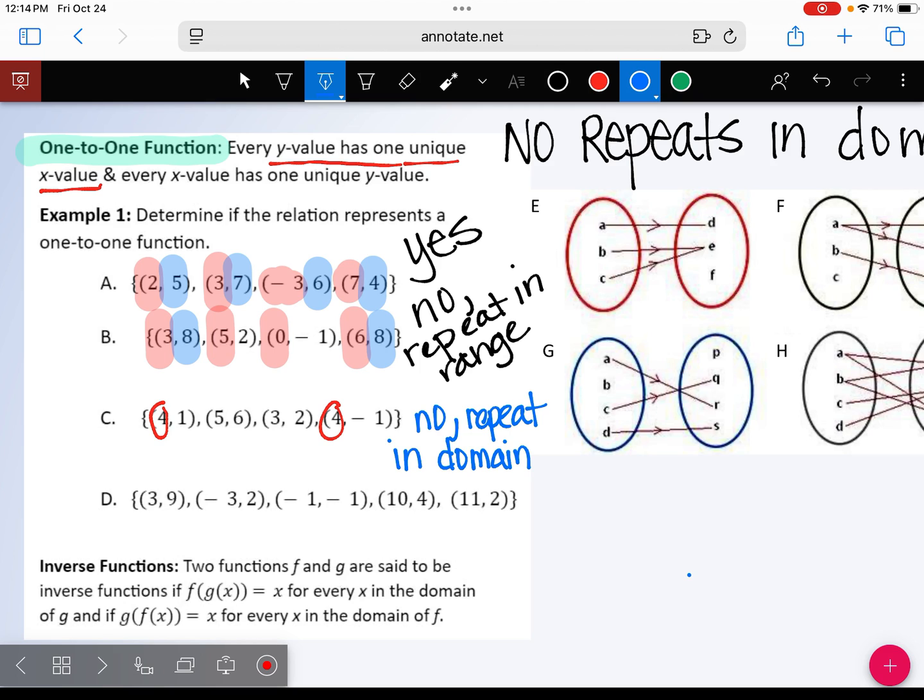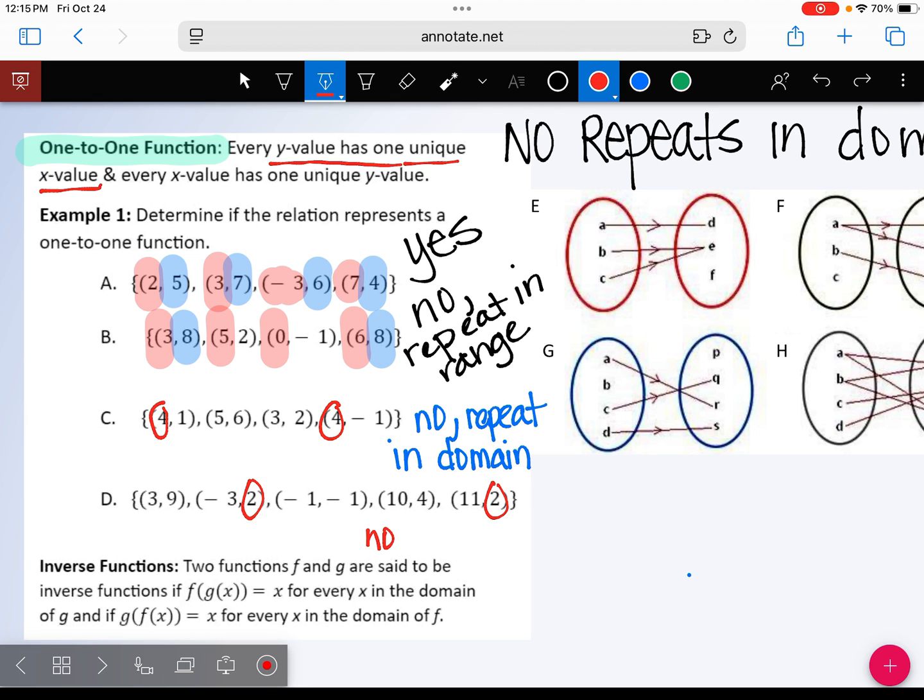Okay, so let's look at the next one. Who says yes? I don't remember the answer. Is it a yes or a no? Who says yes? Who says no? Okay, why is it a no? What's repeating? The 2, yeah. So just know it's a no, and we have a repeat in the range. I'm not even going to write that for now. Just know the answer is no.